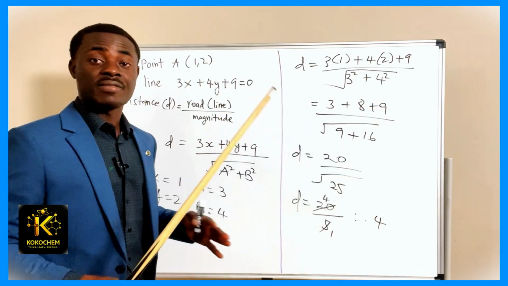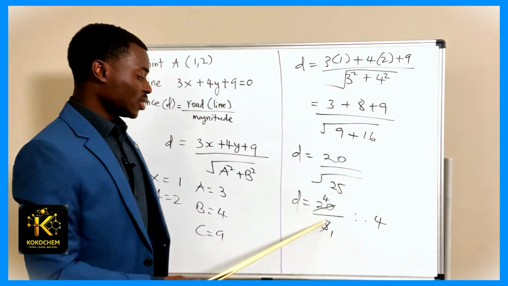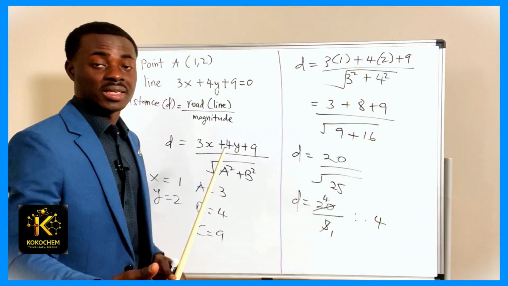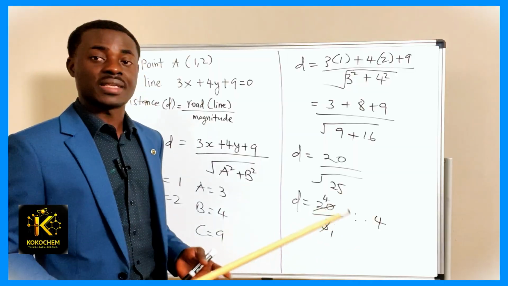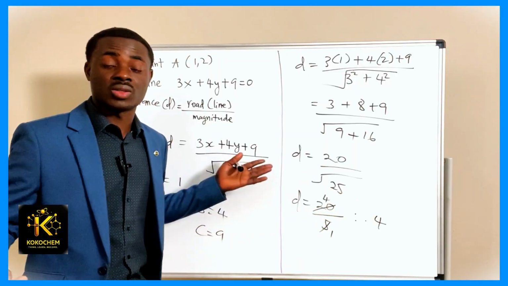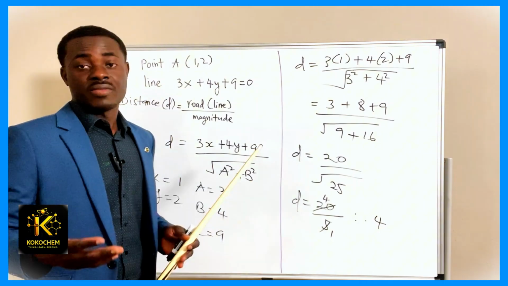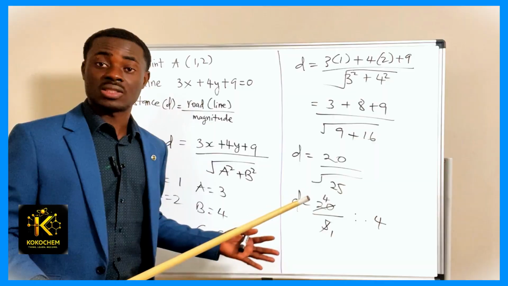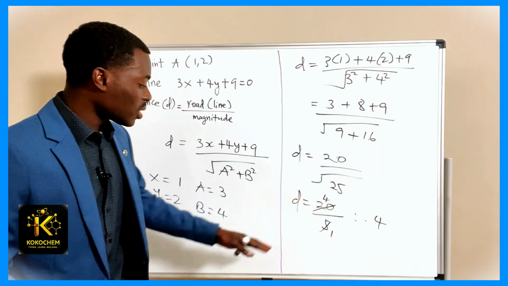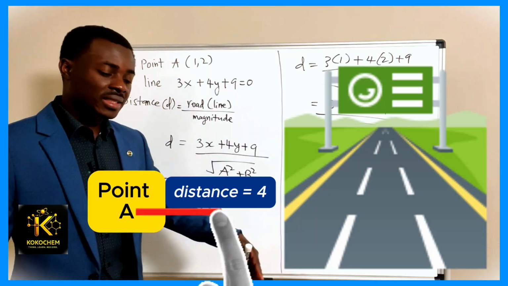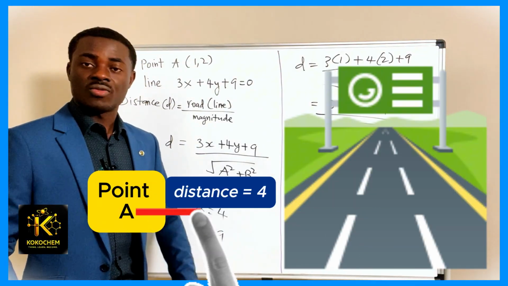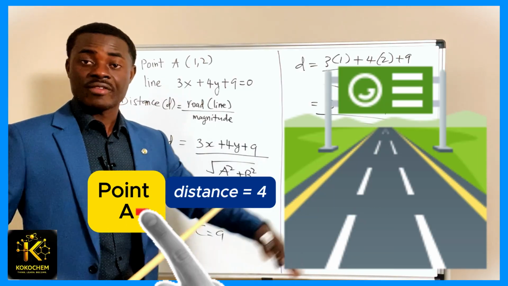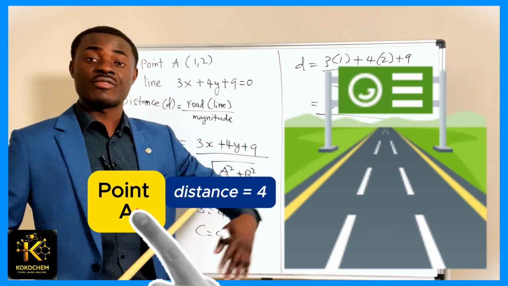In this question, we didn't have any unit, so what that means is that your answer is simply 4. Sometimes students say 4 units, but it's also not wrong if you say the answer is 4, because we didn't have any unit from the question. If the question has kilometers or meters, then you can say the distance is 4 meters or the distance is 4 kilometers. So what this simply means is that we are standing 4 units, or 4 kilometers, or 4 meters, whatever the case may be, away from the straight line, or away from that road.